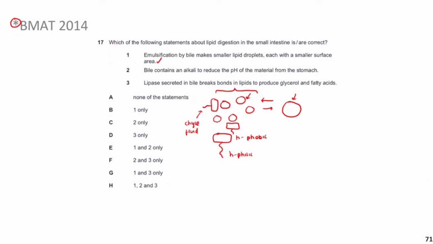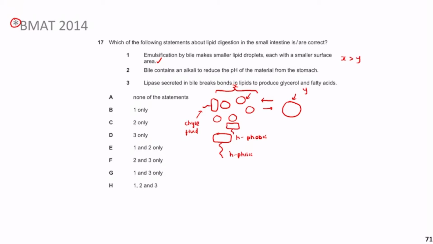So this is true. The main point, guys, is that if I call the total surface area here X and the surface area here Y, X will be greater than Y. So the total surface area amongst the small lipid droplets will be greater than the total surface area in the big fat droplet.